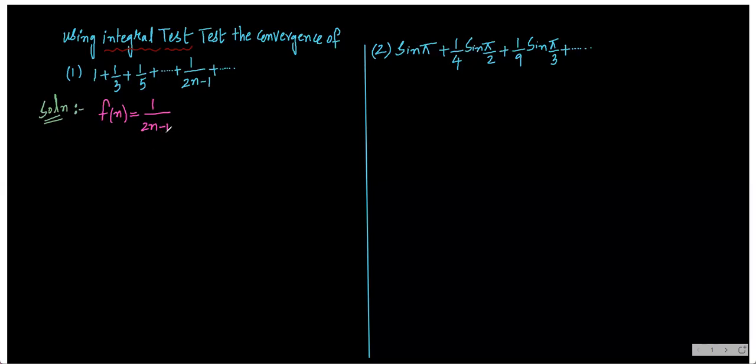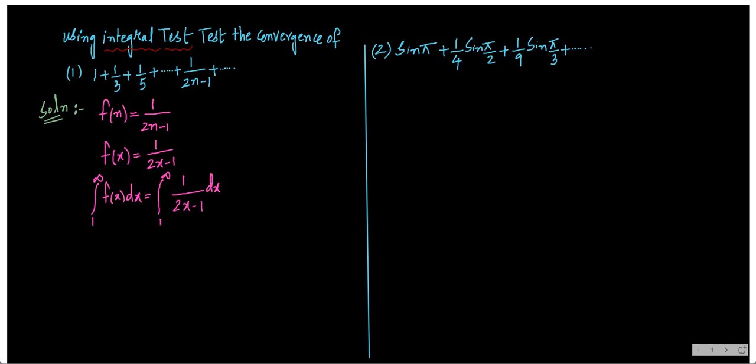So instead of representing the nth term with un, we represent it with f of n. Here f of n is 1 by 2n minus 1. From f of n, we should get f of x, that is equal to 1 by 2x minus 1. And we have to integrate with respect to x from 1 to infinity: the integral from 1 to infinity of f of x dx is equal to the integral from 1 to infinity of 1 by 2x minus 1 dx.